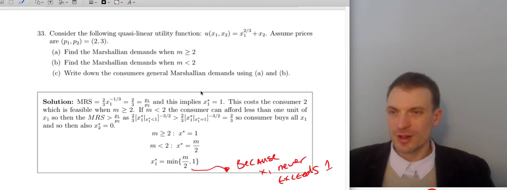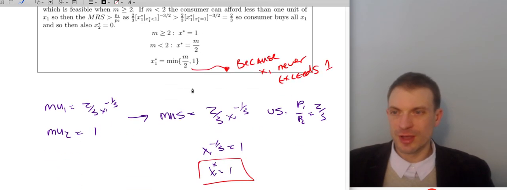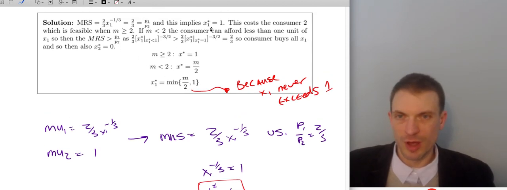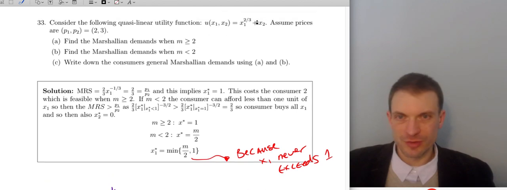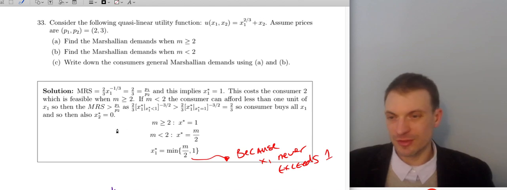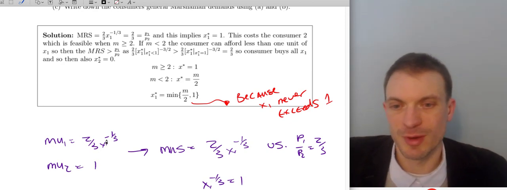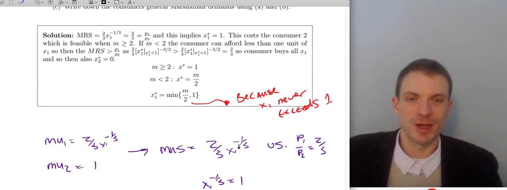So, all right. Here's what I'm going to do. I'm going to find my marginal rate of substitution. My marginal utility of X1 is going to be 2/3 X1 to the minus 1/3: bring the power out front and reduce the power by 1. The other term is a constant that will zero out. So here's my marginal utility of good 1, and here's my marginal utility of good 2. So my MRS is going to be 2/3 X1 to the minus 1/3.